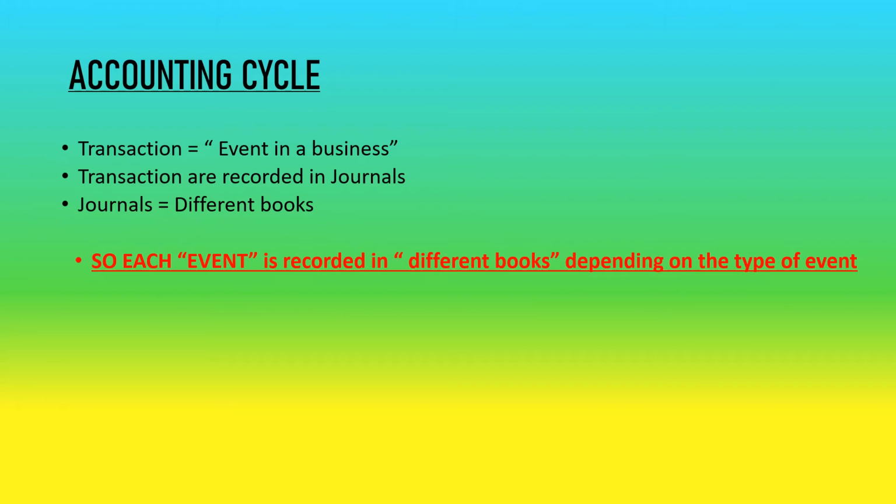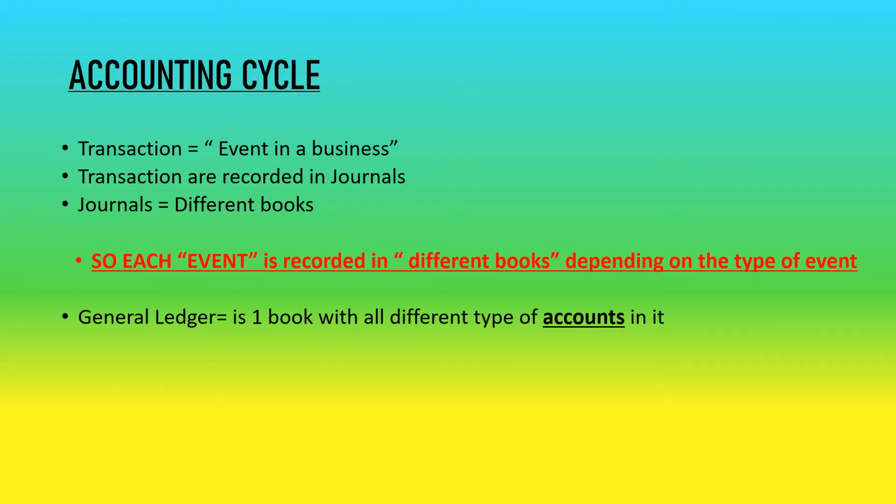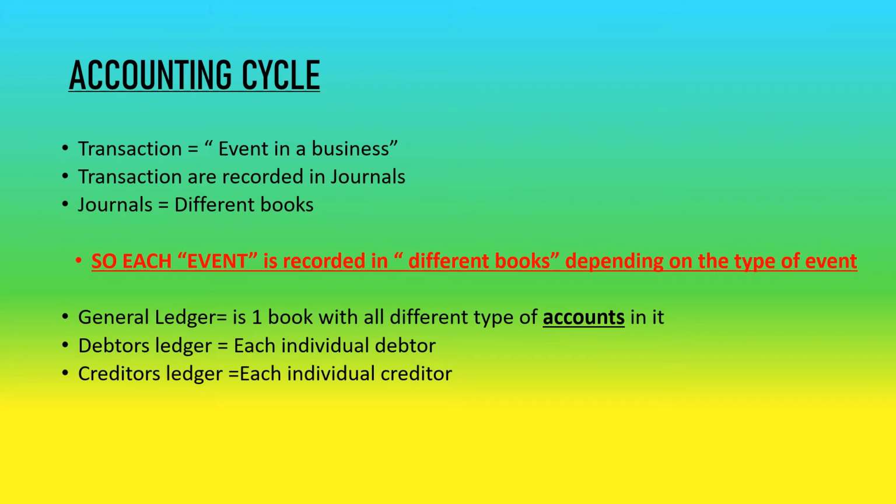This happens on a daily basis. So anytime anything happens in a business, you use that book to write your transaction in. Ledgers, on the other hand, is one book with all different types of accounts in it. Debtor's ledger will show you each individual debtor, and a creditor's ledger shows you each individual creditor. General ledger transactions take place on a monthly basis, whereas journals, you would record them on a daily basis.